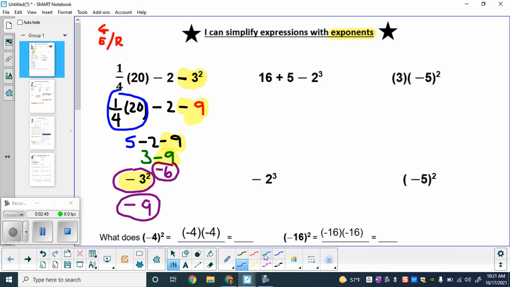All right, let's take a look at another problem here. So using GermDOS, we've got 16 plus 5 minus 2 cubed. I have no grouping symbols. We're going to go straight to the exponent, and 2 cubed is an 8. And I'm just going to write everything else down in black that I see. So 16 plus 5, and then minus whatever 2 cubed is, which is 8. Now 16 plus 5, you guys know, is 21. And then 21 minus 8 here, that's going to be a 13.